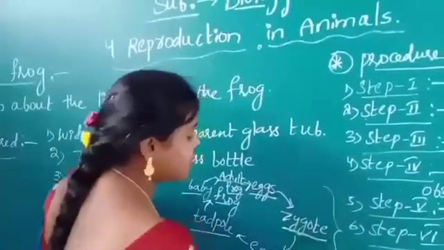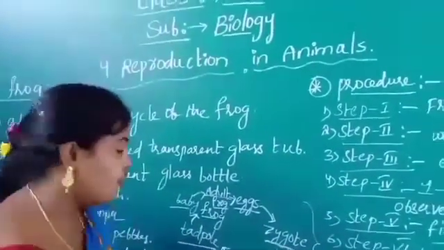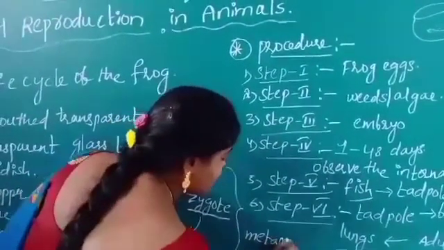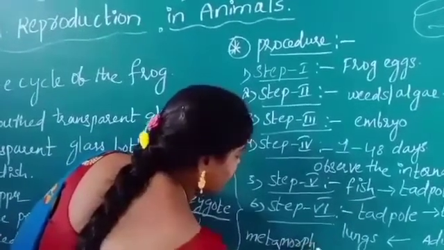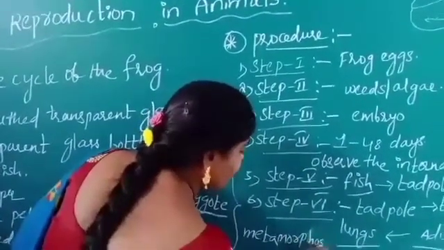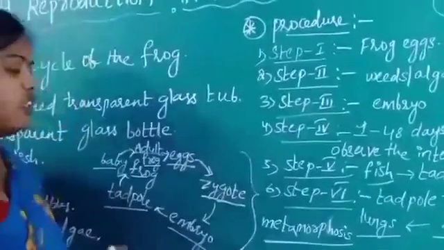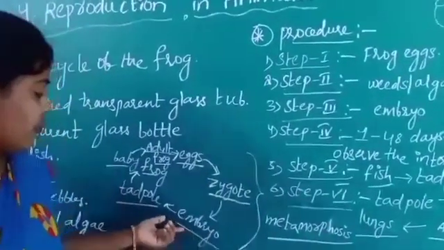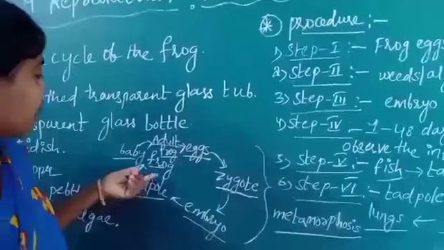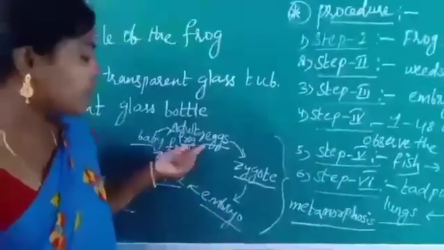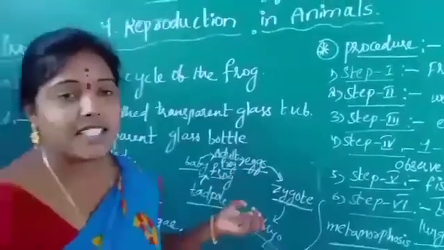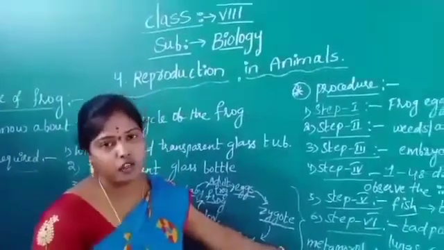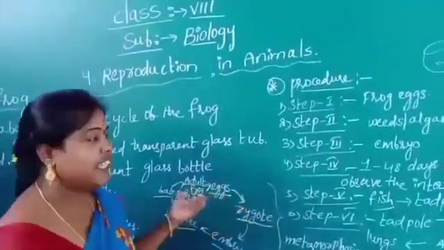Okay, so here we can observe the changes in the life cycle of the frog. These changes are called metamorphosis. Very important one mark question: what is called metamorphosis? The eggs are converted into zygote. Zygote develops into embryo. Embryo develops into tadpole. Tadpole develops into baby frog. Baby frog develops into adult frog. So the developing stages present in the life cycle of the frog are called metamorphosis. Okay, this is about the life cycle of the frog.